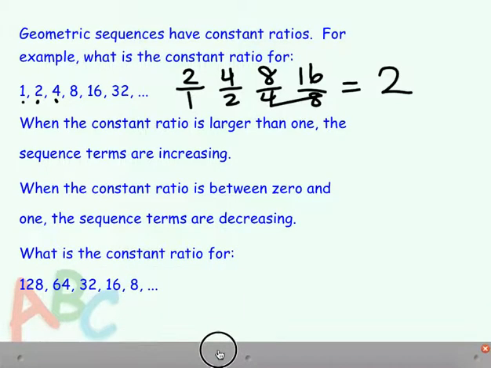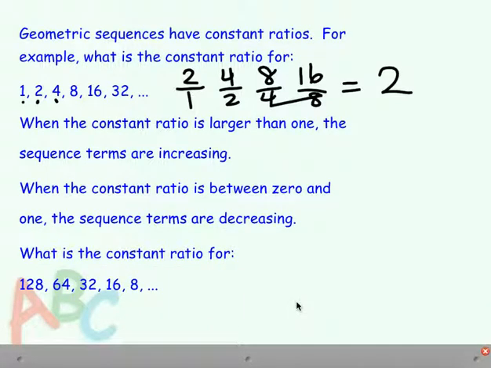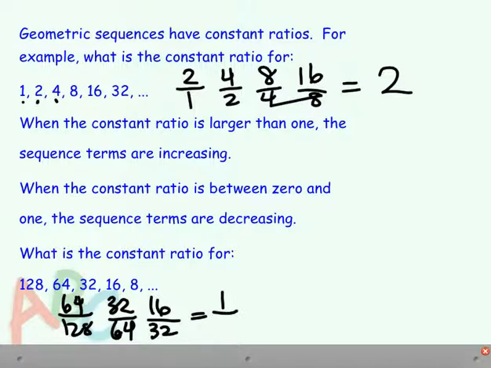So if I take something like this, 128, 64, 32, 16, and I looked at all of these ratios, so 64 over 128, 32 over 64, 16 over 32, well, that means all of the ratios are 1/2. And just like we saw, this is decreasing. Okay, so that's the first one we have: exponential growth. The second one is exponential decay.